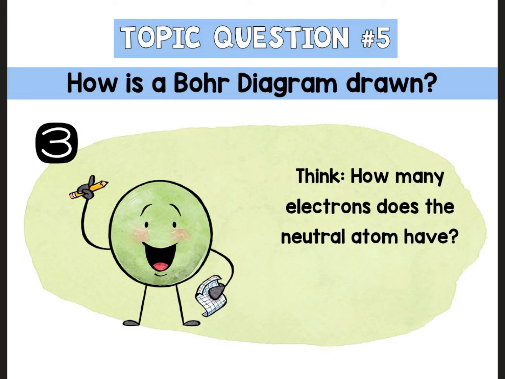So let's think about it. How many electrons does the neutral atom have? Well, if we consider the fact that protons are positive and electrons are negative, in order to have a neutral atom, you'll have to have the same number of electrons as protons.